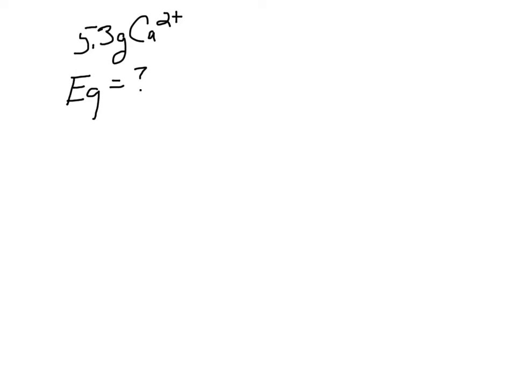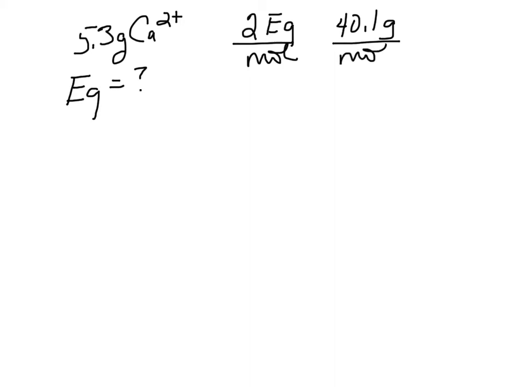And what I know about equivalence is, I can say for calcium, I know that there are 2 equivalents per mole. I know that calcium has a mass of 40.1 grams per mole. And now I can use that information to get from grams to equivalents. And working with equivalents is no different than working with any other relationships.